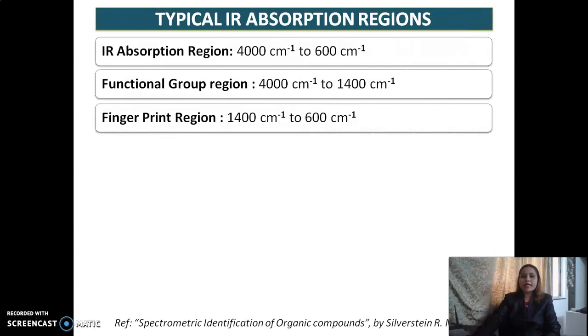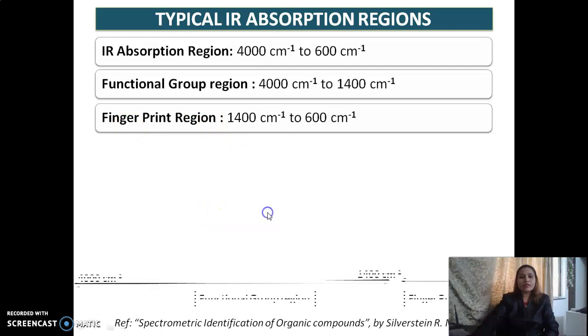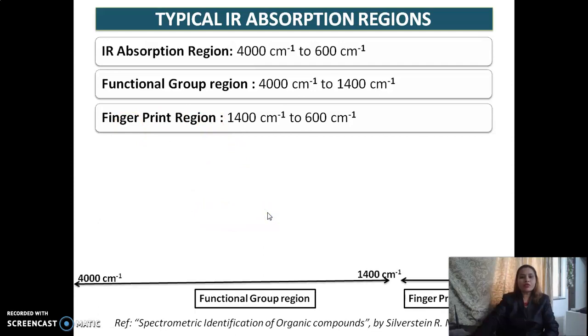Now, the typical IR absorption region. The IR absorption region is from 4000 to 600 cm⁻¹. It is divided into the functional group region and the fingerprint region. The functional group region starts from 4000 to 1400, where the different functional groups exist. The fingerprint region is from 1400 to 600 centimeter inverse.